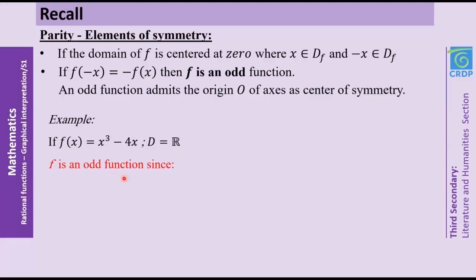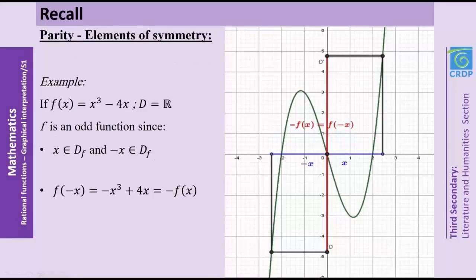F is an odd function because x and minus x belong to the domain of definition of f, and f of minus x equals minus x cubed plus 4x, which is the same as minus f of x. Now let's look at our example and how it will look on a graph.